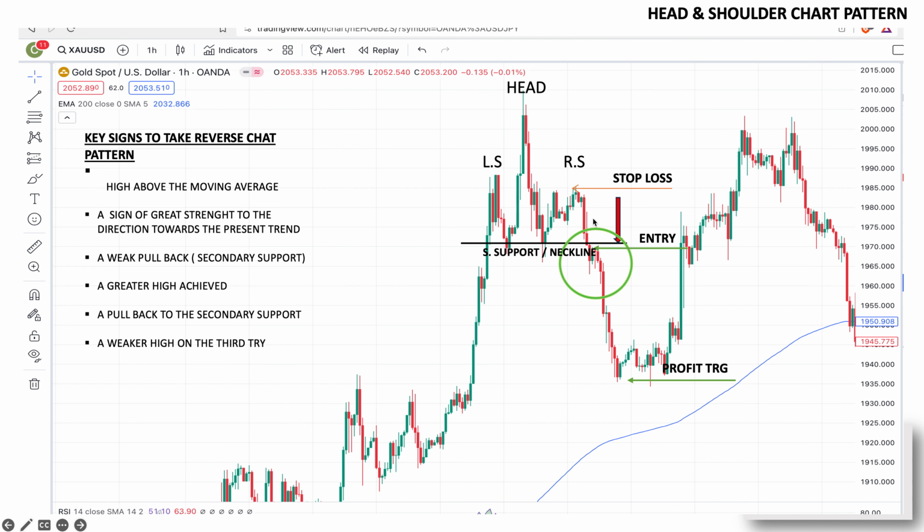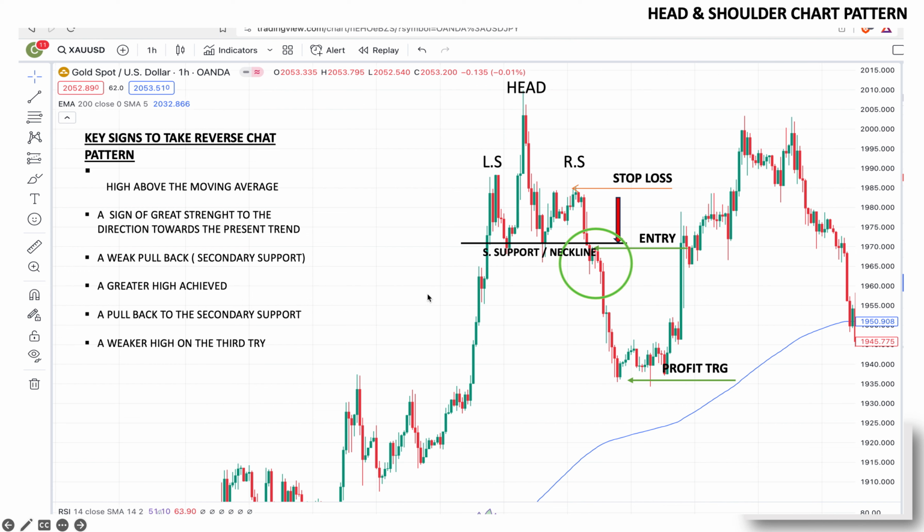So another sign is a great strength in the direction of the present trend. As you can see, we're in an uptrend and it's high above the moving average, which is one point. And the second point you can see is way above the moving average. So there's a great strength towards the upside. That's where you can find an identification for a head and shoulders pattern.